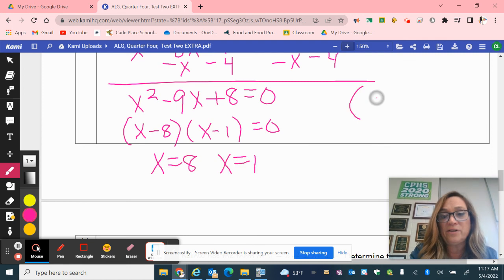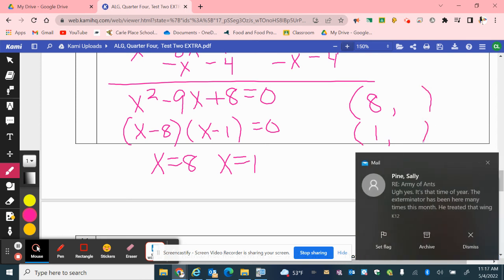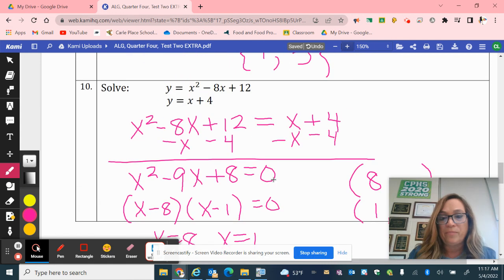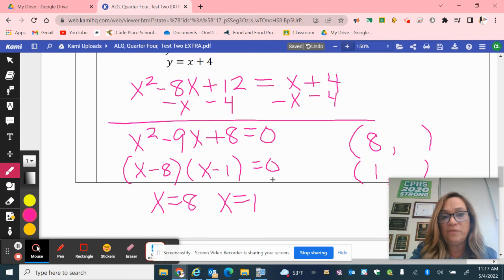But remember, these are the x values, and they need y values. So it's (8, somebody) and (1, somebody). Okay. So 8 plus 4, I'm going right here to the linear, is 12, and 1 plus 4 is 5.